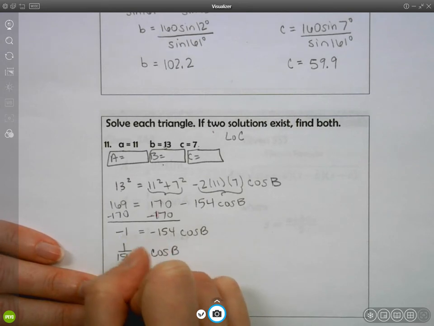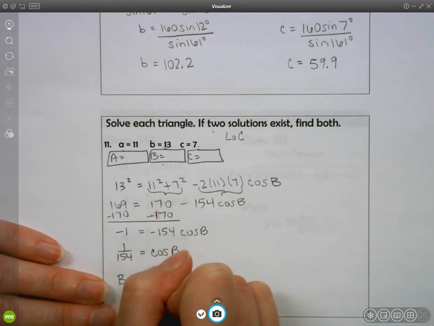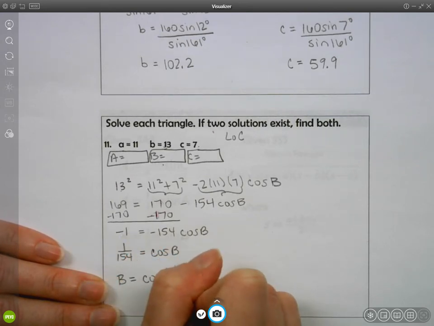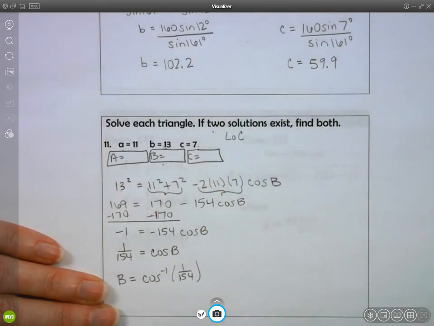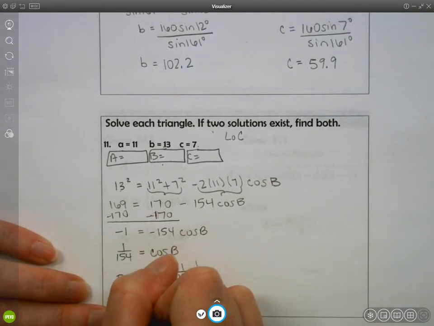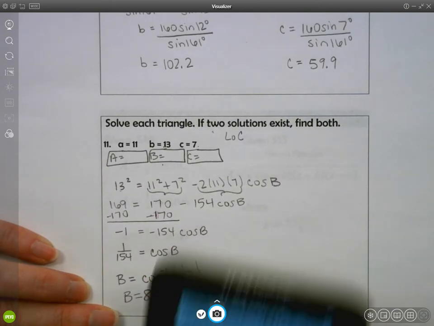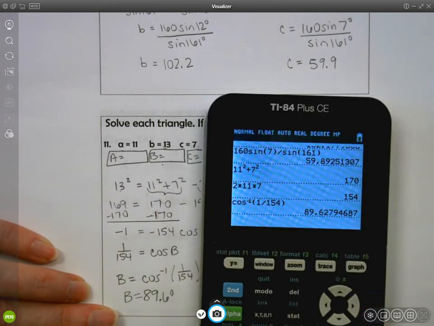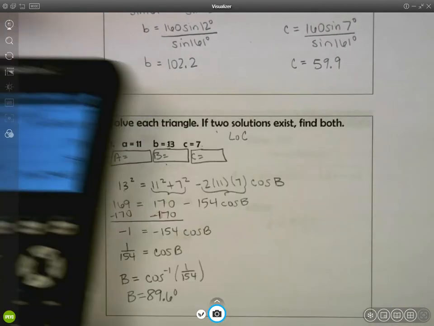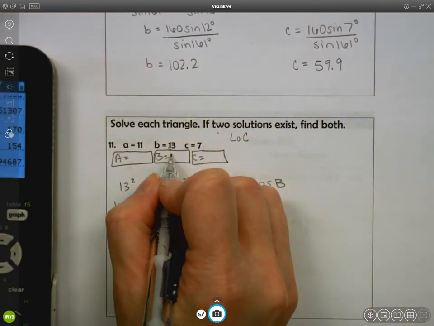So we know that angle B is the inverse cosine of 1 over 154. So second cosine of 1 divided by 154 on my calculator, and I get that angle B is 89.6 degrees. If you need to see what that looks like in the calculator, there it is.